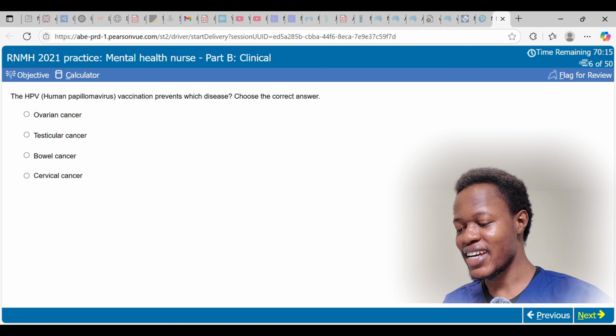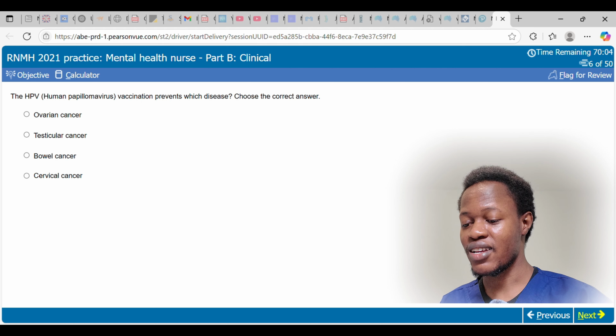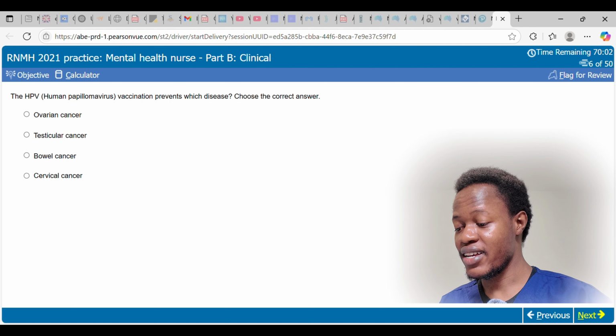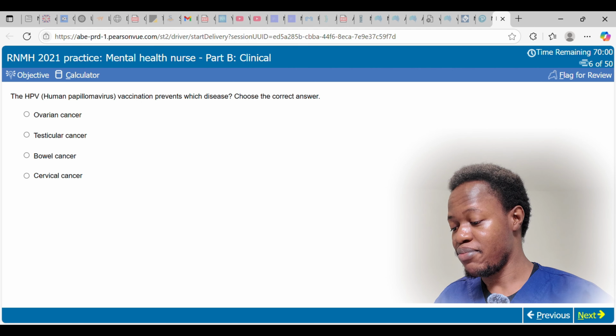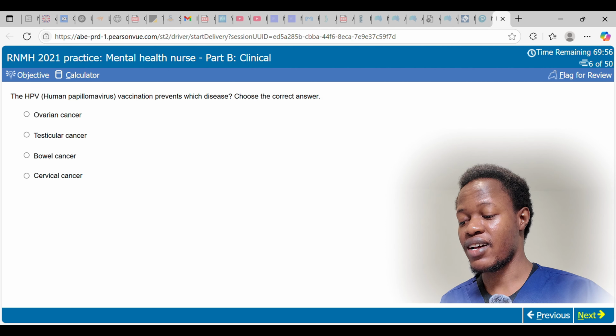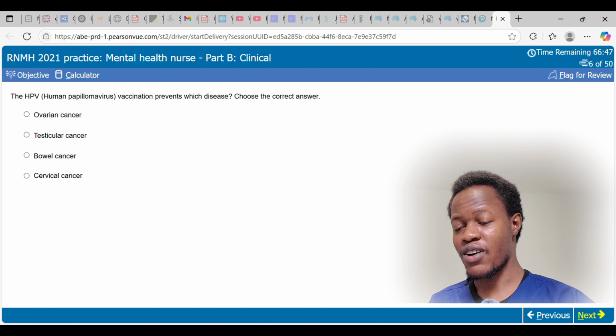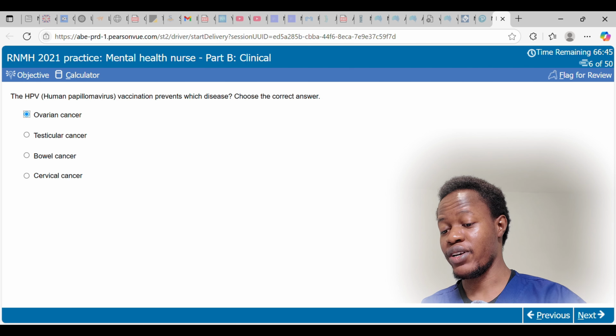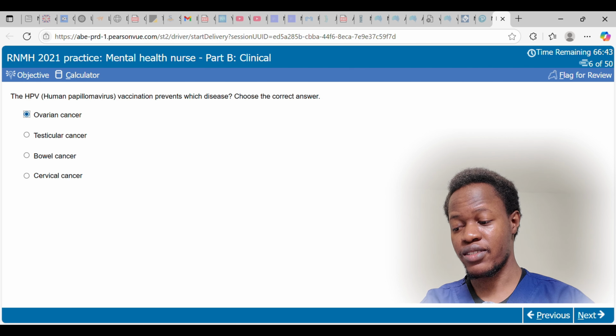Our next question says, the HPV, human papilloma vaccination, prevents which disease? Choose the correct answer. A says ovarian cancer, B says testicular cancer, C says bowel cancer, and D says cervical cancer. So I think our best option would be ovarian cancer. Then we'll just go on to the next one.